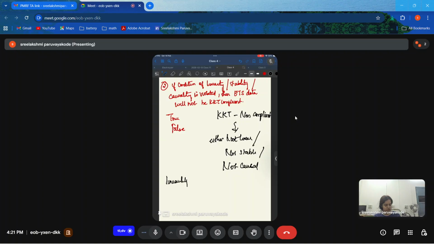This means linearity, stability, and causality are not necessary conditions. They are simply sufficient conditions. So, if the system is flagged as non-compliant, we can be sure that it is either non-linear, not stable, or not causal. But the vice versa is not possible because they are sufficient conditions, not necessary conditions. So, the option is false. Okay.